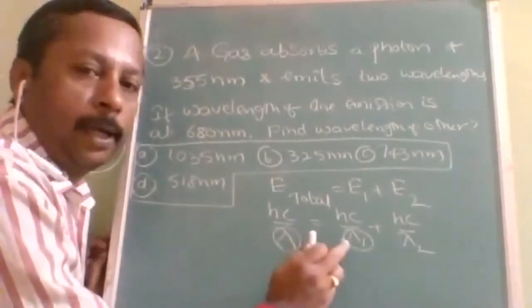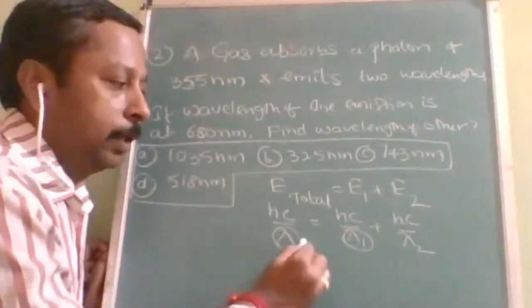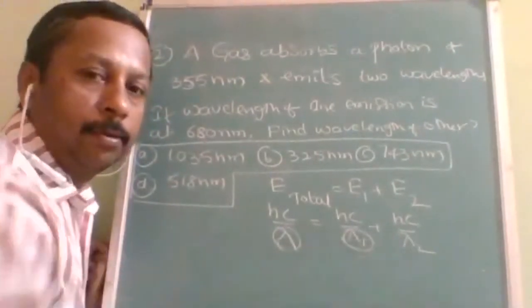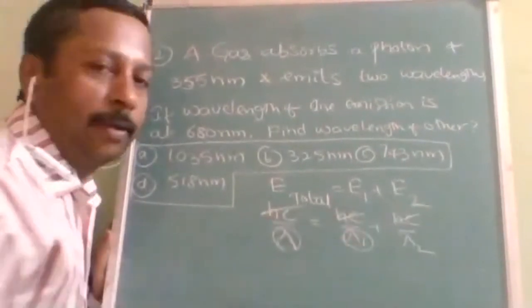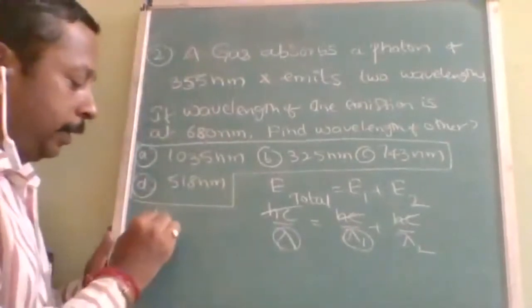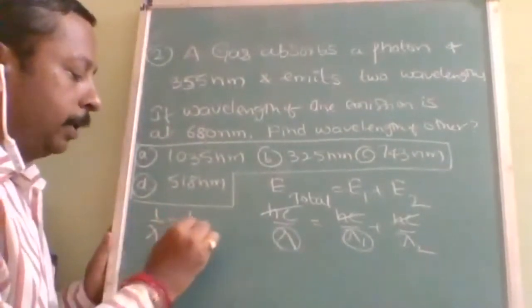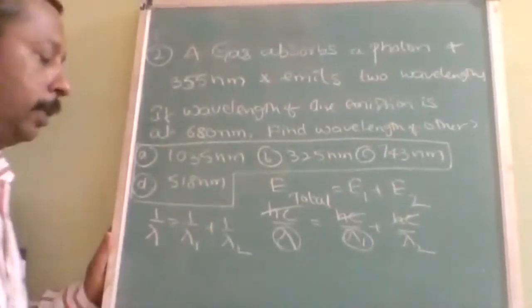hc upon lambda is equal to hc upon lambda 1 plus hc upon lambda 2. Here two things are given and this you have to find out. Now hc is not required, you can take it common and cancel out. Finally we will have 1 upon lambda equals 1 upon lambda 1 plus 1 upon lambda 2.